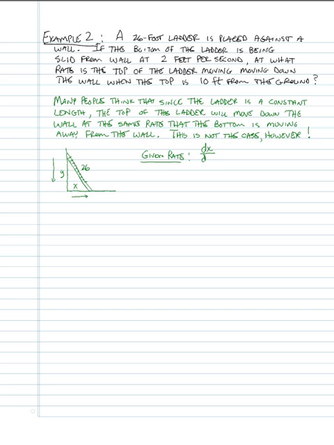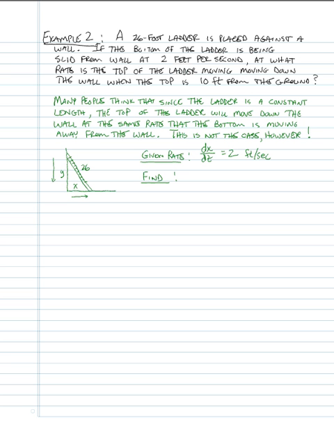Derivative of x with respect to t, we're told, is 2 feet per second. Let's put that in here just to keep track of it. Now, what is it we're supposed to find? Well, we're supposed to find, let's see, at what rate is the top of the ladder moving down the wall? So we're actually talking about what rate is the distance y. What's the rate of the distance y changing? What's that rate of change?